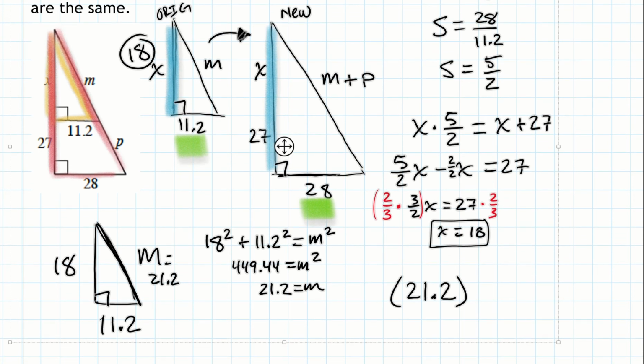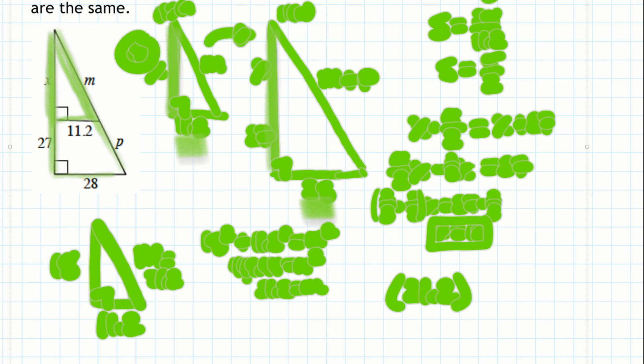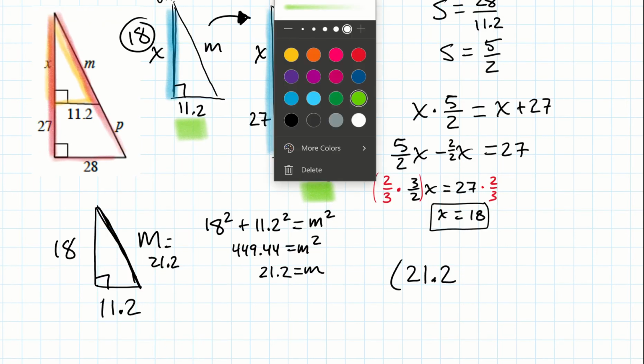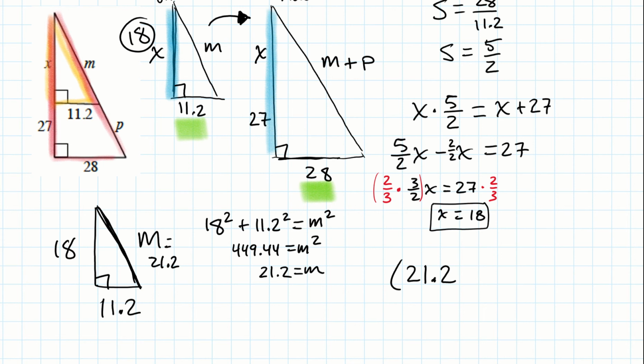So I take the dimension on the small triangle, and I'll label this. This is the m, and this is the m plus p. I'm trying to figure out what p is now, in case you're wondering what I'm doing. So I'm going to take the 21.2, that's m, and multiply that by the scale factor of 5/2. That should equal m plus p. But we know what m is, right? We just figured out m also.